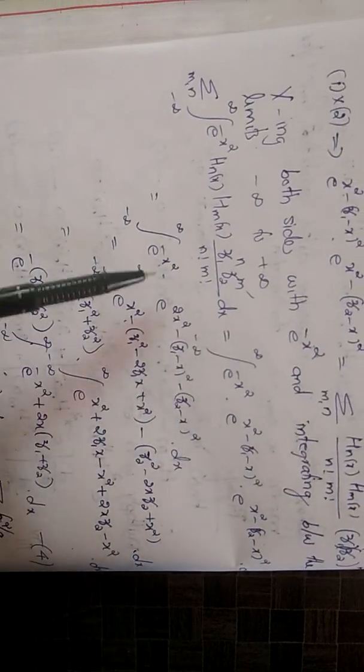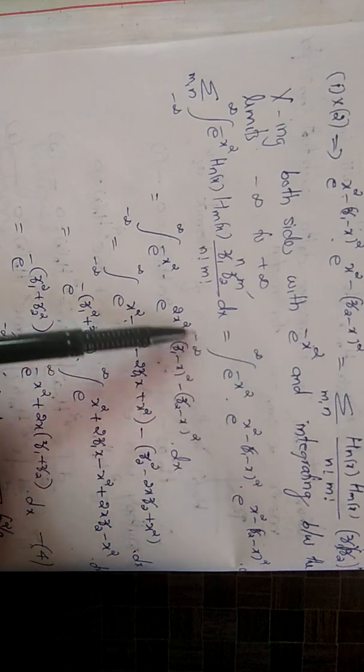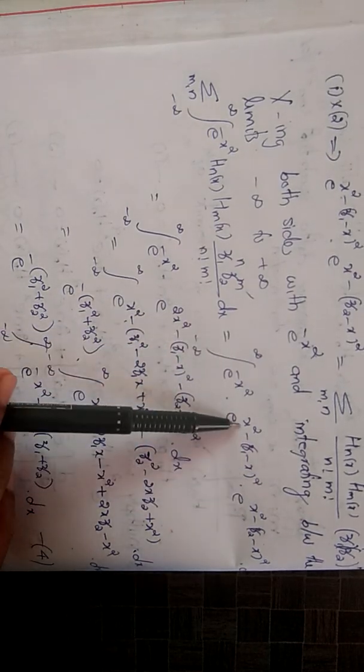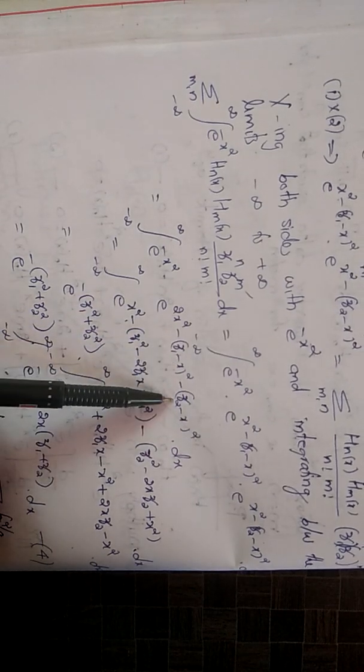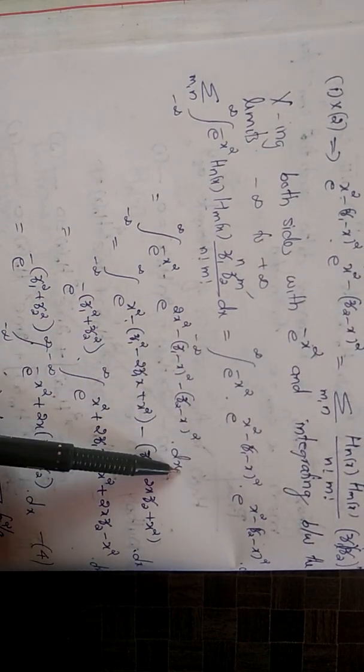So this is e^(-x²); then you combine these two: x² plus x² gives 2x², minus (z1 - x)² minus (z2 - x)², dx.